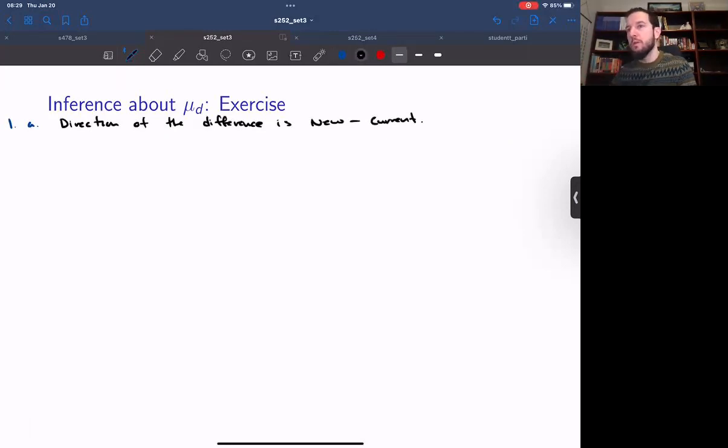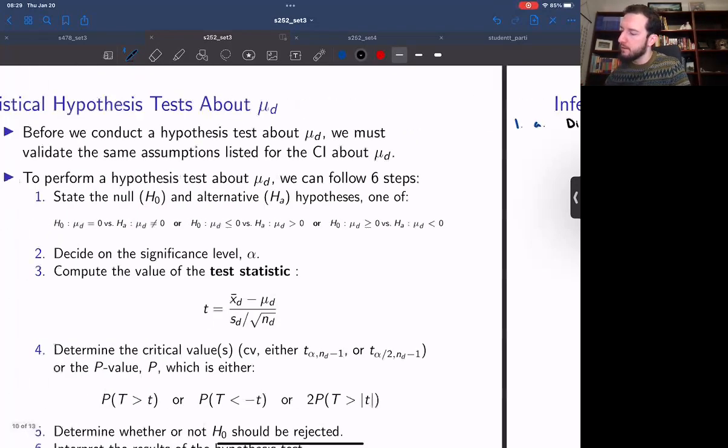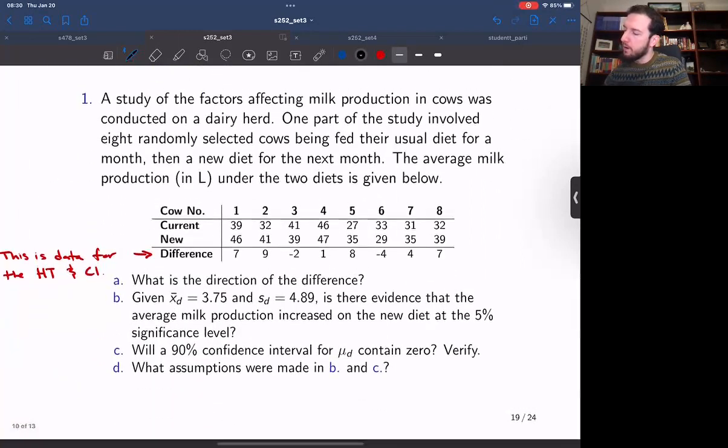And it's important to recognize how you compute the differences, because this is going to determine what kind of hypothesis test we are running in the situation that we're not doing a two-tailed test. So we have new minus current. All right, why is this important to us? In part B, we are asked, is there evidence that the average milk production increased on the new diet?